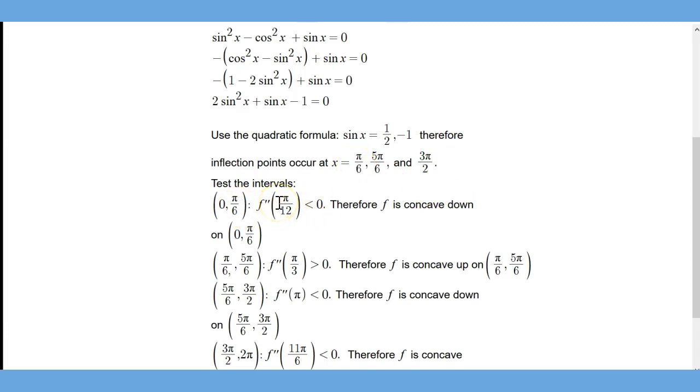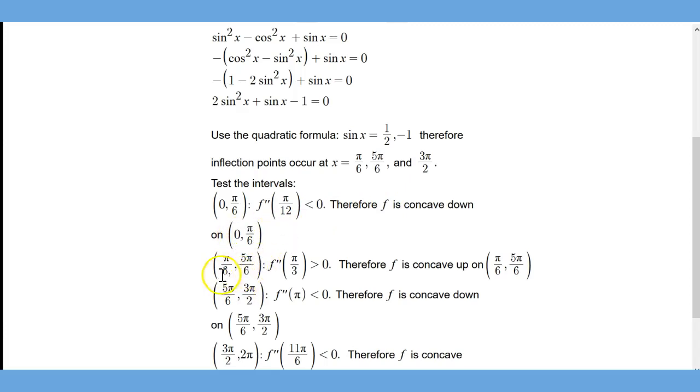So testing to the left of pi over 6, I'm testing the second derivative now because I want to see where it's concave up and concave down. So testing 0 to pi over 6, I use pi over 12, and evaluating the second derivative there, I get a value less than 0. So f is concave down because the second derivative is less than 0 on this interval.